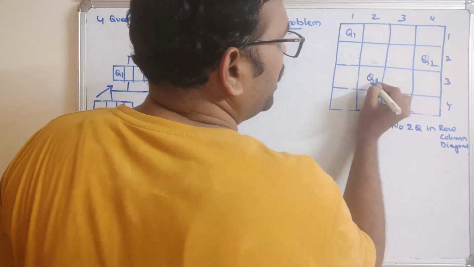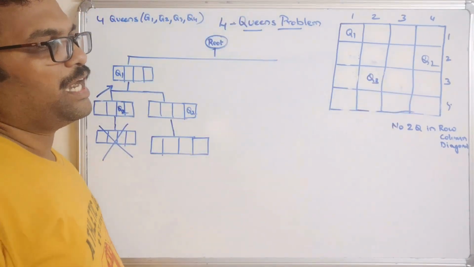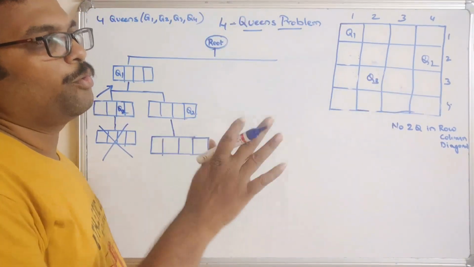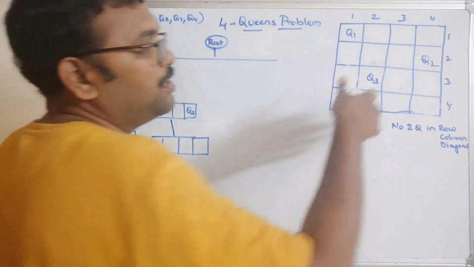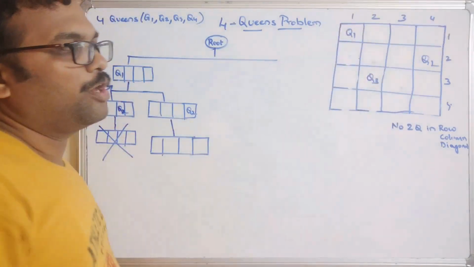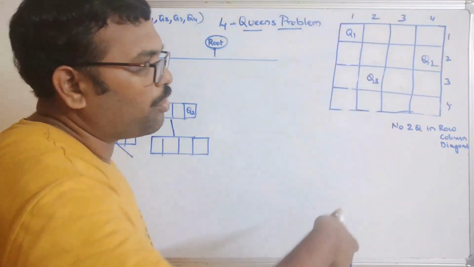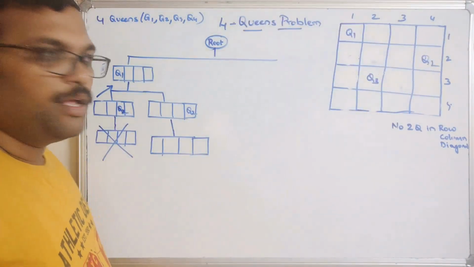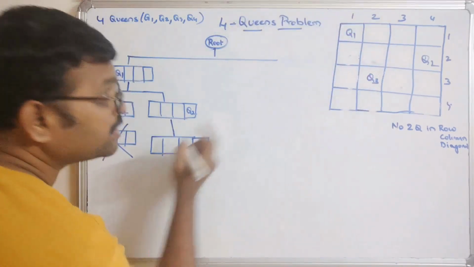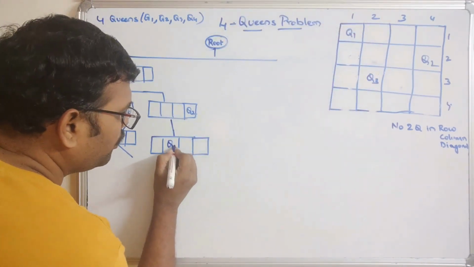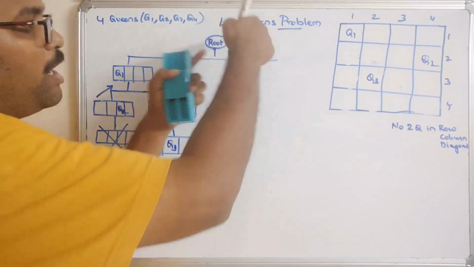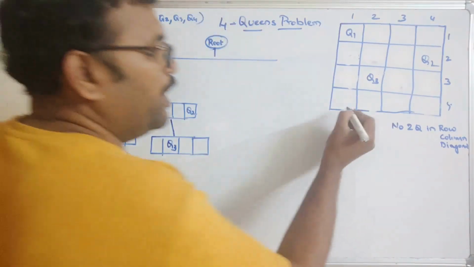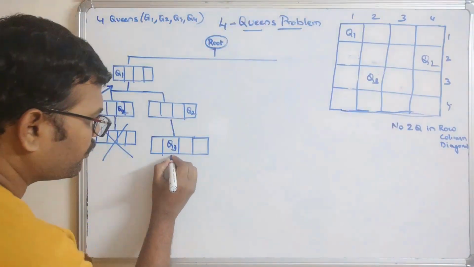And if you place Q3 here, is there any problem? No problem. Q1 and Q3 are in different rows and columns, and Q2 and Q3 are in different columns. There is no diagonal, no shared column, no shared row. So Q3 can be placed in the second column, right? So Q3 in the second one. Now, what about Q4? Where do we have to place Q4?